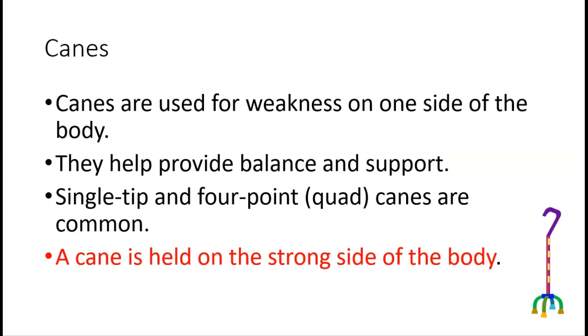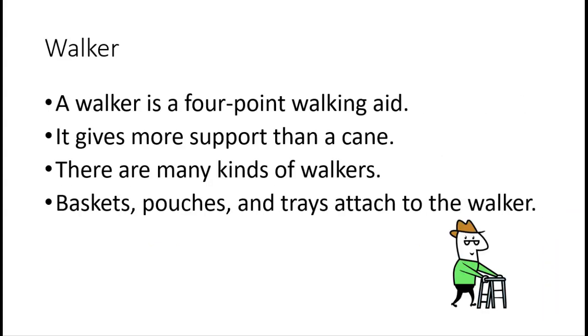Canes help with weakness on one side of the body. You can have a 4-point cane, which is called a quad cane, or a single tip cane. And the cane is always held on the strong side of the body, so that's good to know. A walker is a 4-point walking aid, and it gives more support than a cane. There's lots of different types of walkers. You have some that they pick up and move, some that have wheels, some with baskets and seats and all kinds of stuff.